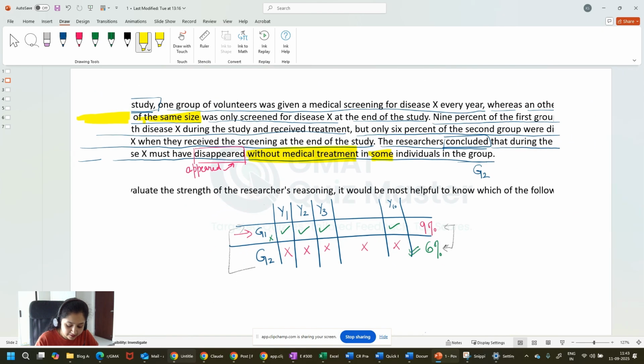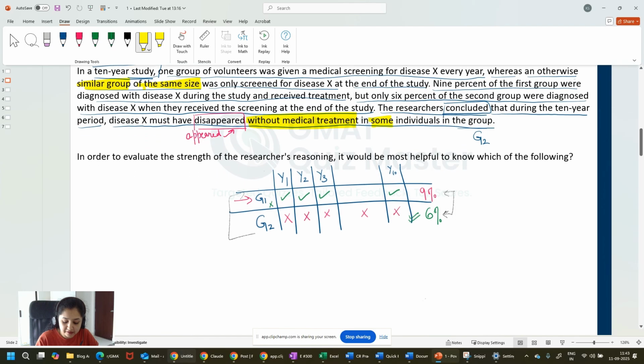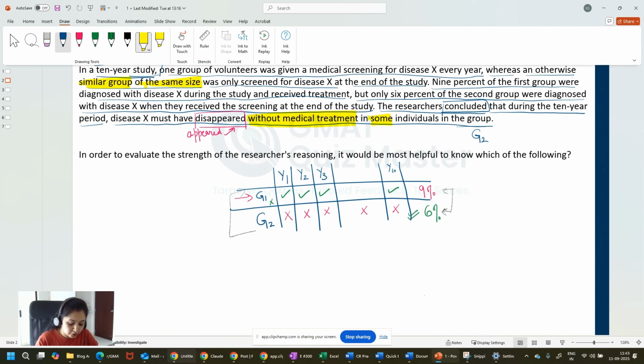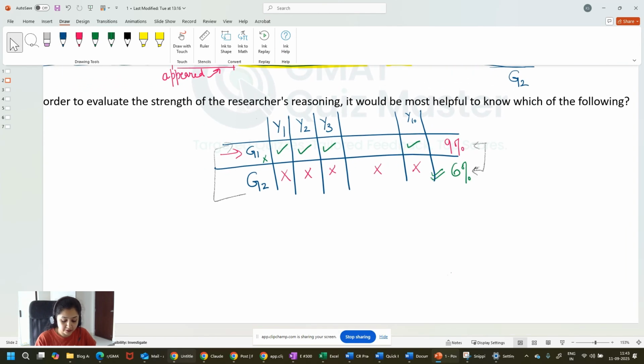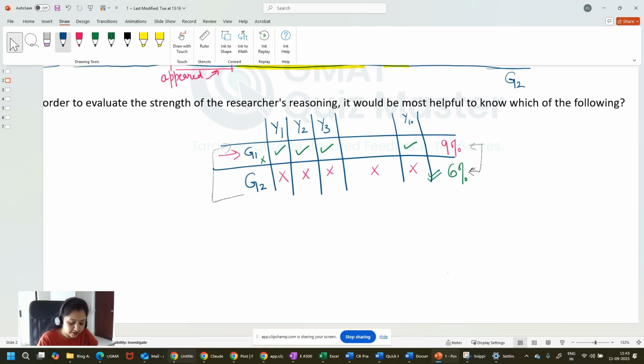And we have been asked to evaluate the strength of the researcher's reasoning. So before moving to the answer choices, let's understand the passage better. Let's think of situations in which we can question the conclusion, in order to understand the logic of the conclusion better. So, we have this information. We know that these two groups exist. These are similar and of the same size.